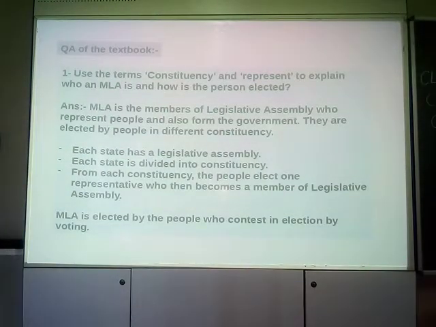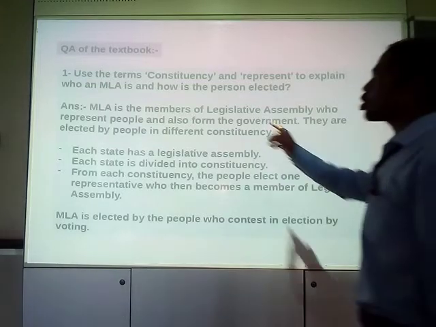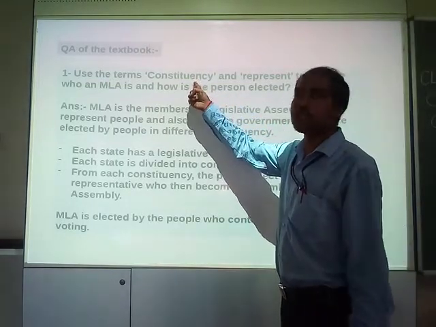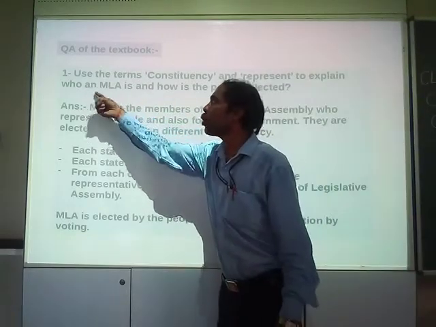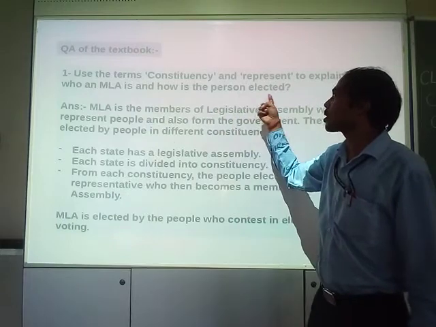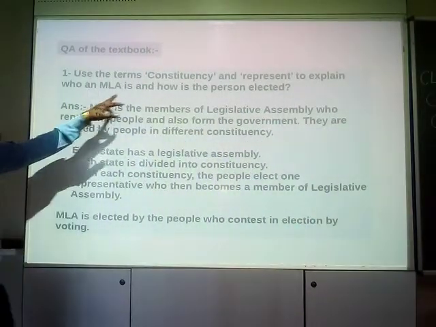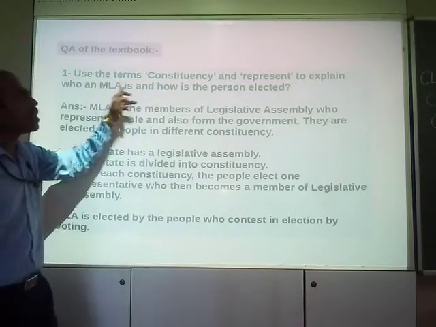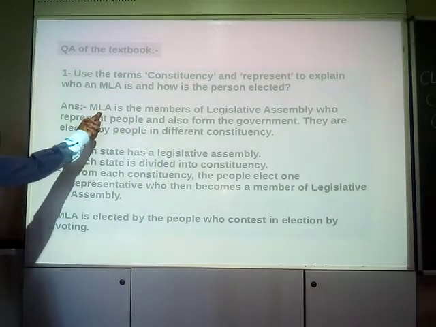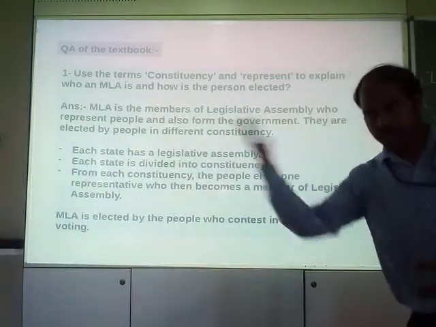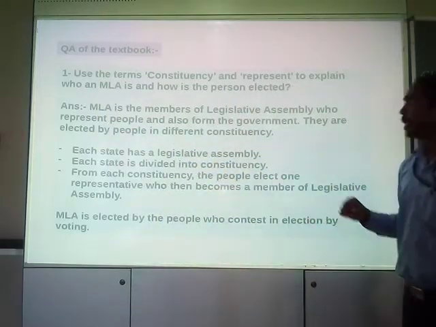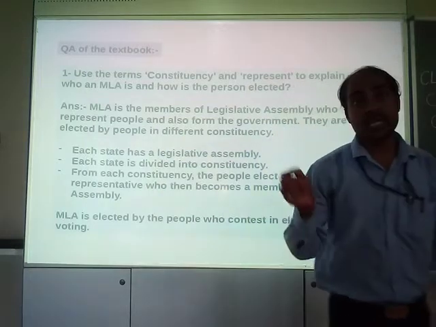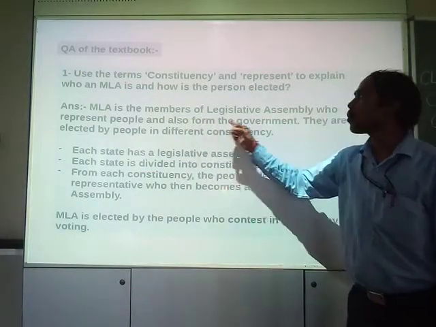Now these are some of the questions of the textbook. You have to use the terms constituency and represent. By using these two terms, you have to explain who an MLA is and how the person is elected. You have to tell the meaning of MLA, who an MLA is, and how this person is elected. So MLA is member of legislative assembly, who represents people, is the leader of people and also forms the government.